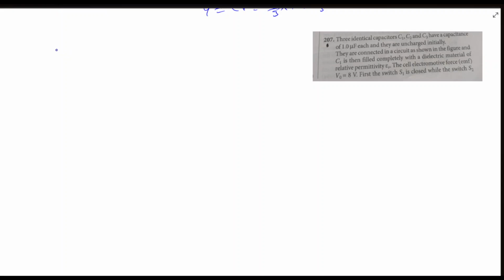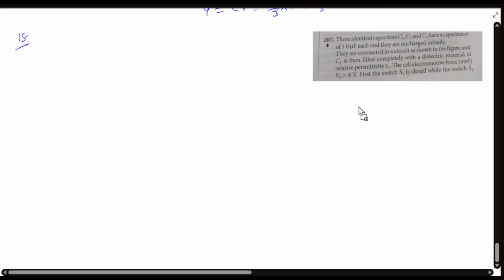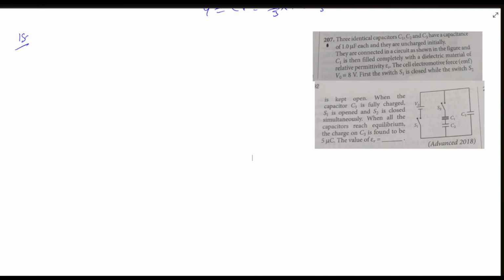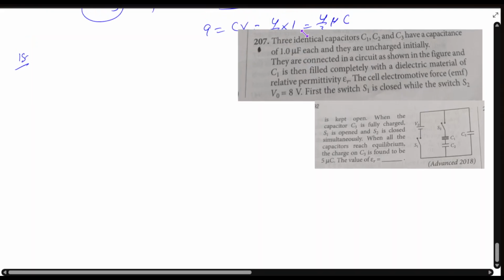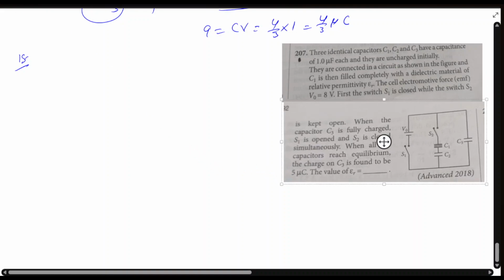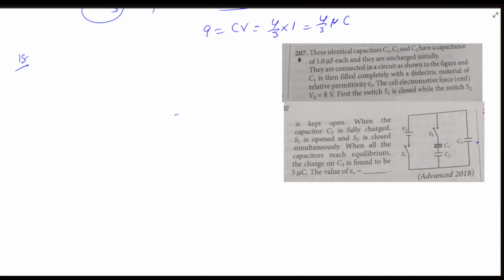So this is our 15th question. Let me put the other half there. Okay, perfect. So let's zoom in a little bit. Oh, so there are two switches again. Let's start. So we have three identical capacitors, C1, C2, and C3, 1 microfarad each. They are uncharged initially, so they're connected like this, and this one is filled with the material.